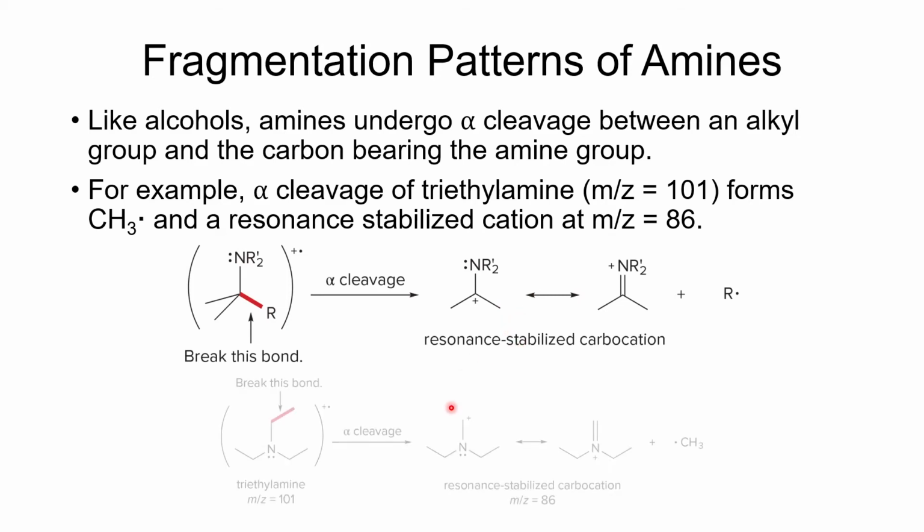Something else that can occur is that instead of an alpha cleavage, you can break between the alpha and the beta, and you can form another resonance stabilized carbocation. So there's several different ions that can form. So essentially you're losing a methyl group there.